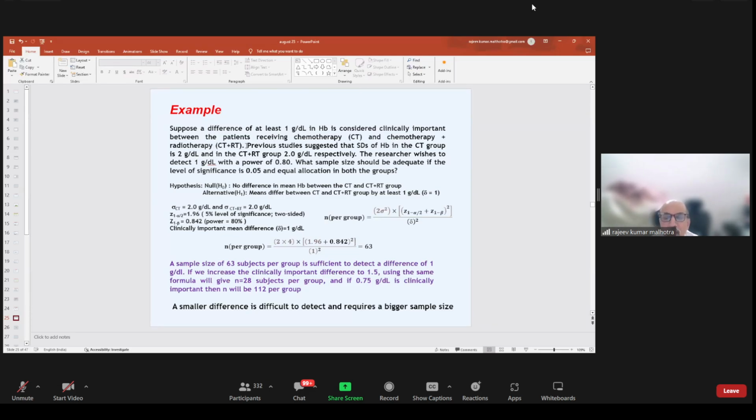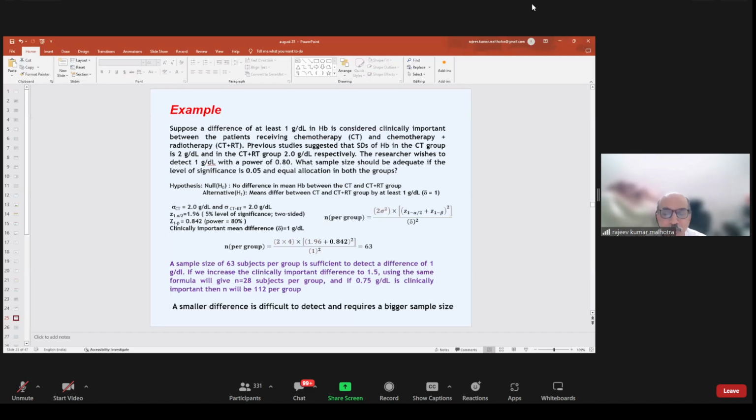Now this formula is applicable for equal allocation, a 1-to-1 ratio. That means the sample size of one group is equal to that of the other group. I am not giving an example for the unequal case. When I go to the practical examples, I will explain how to handle unequal allocation. So our null hypothesis is that there is no difference in the hemoglobin level in the CT and RT groups, and the alternative hypothesis is that the mean difference is at least 1 gram per deciliter.